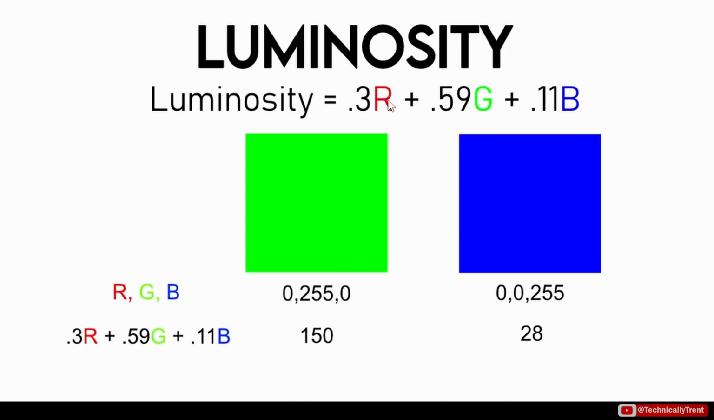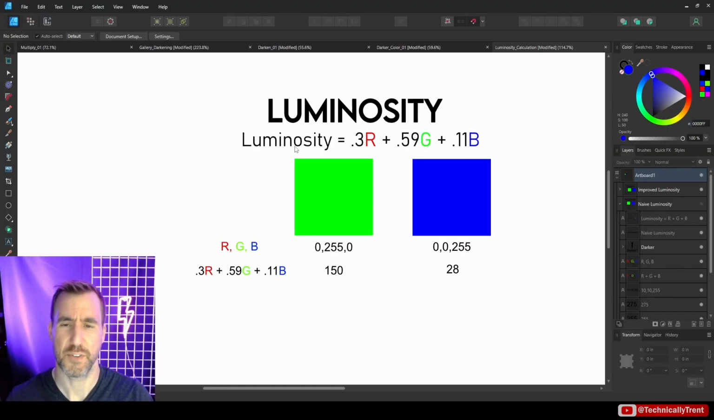The values slightly change between algorithms, but usually you see 0.3 red, 0.59 green, and 0.11 blue. So if we use this formula to create luminosity, what we get is that our green has a luminosity of 150, and our blue has a luminosity of 28. So with this formula, even though they have the same numbers for RGB, with the weighted formula we get green being higher in luminosity, and that makes sense based on what we see.